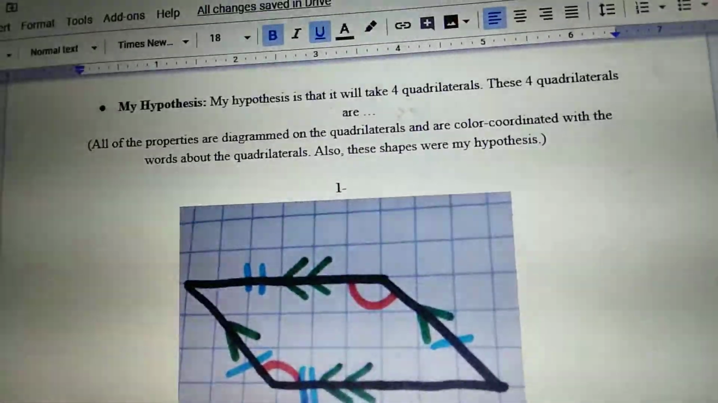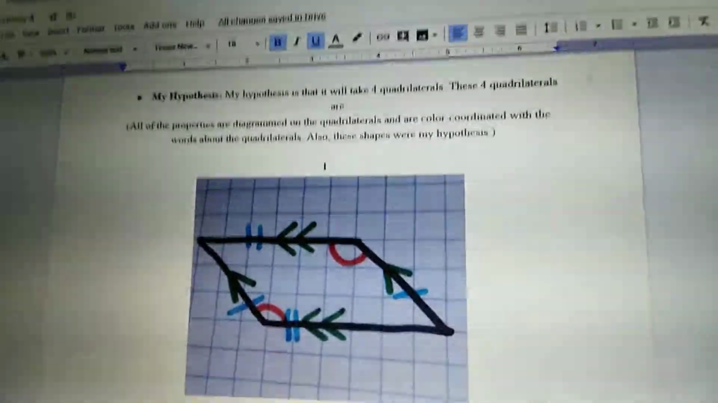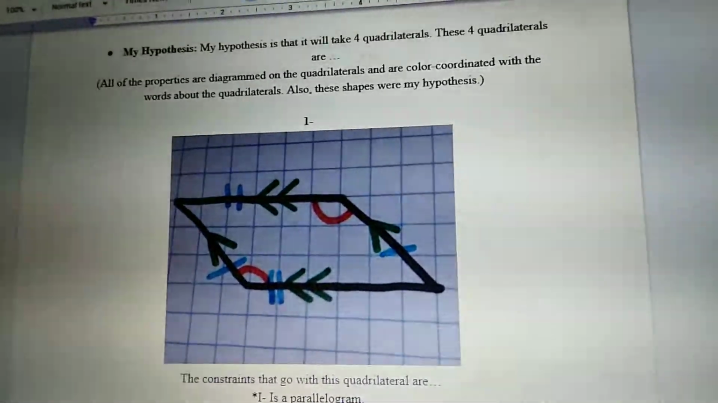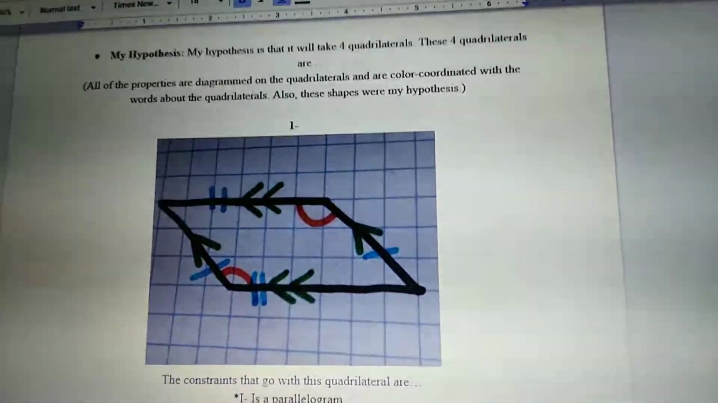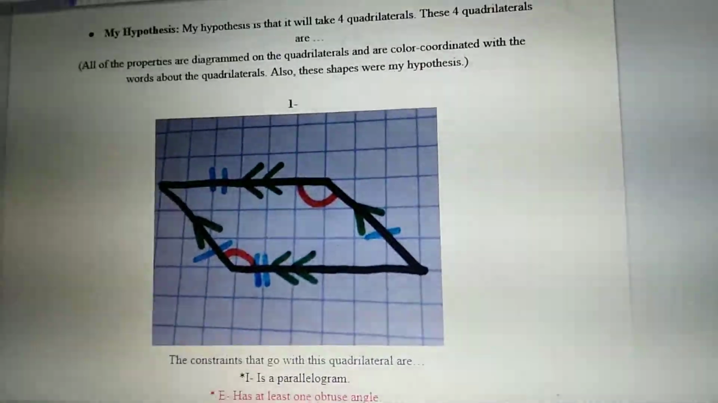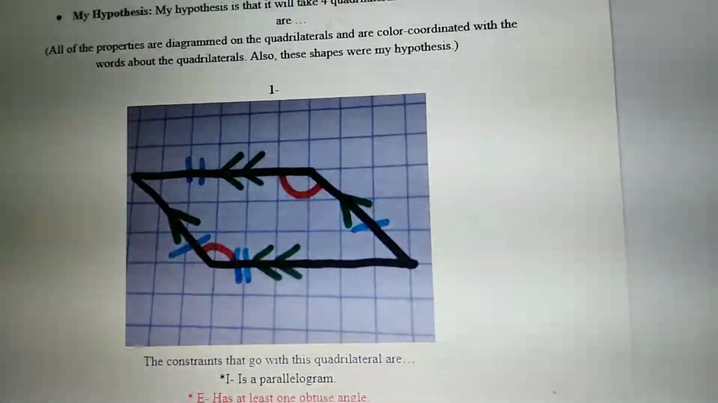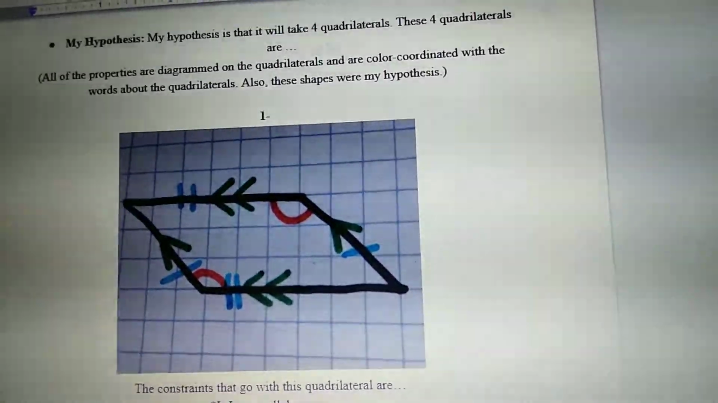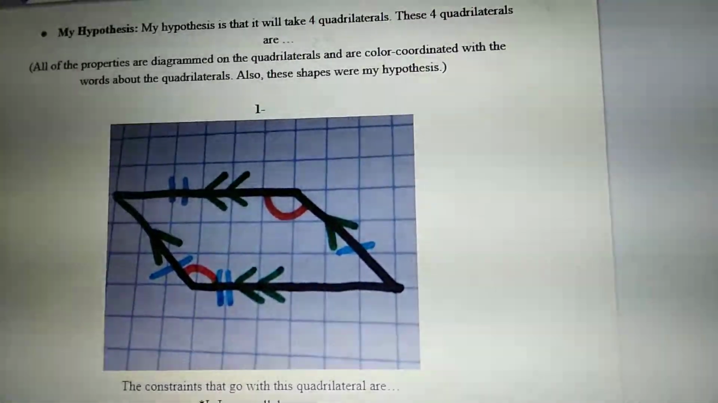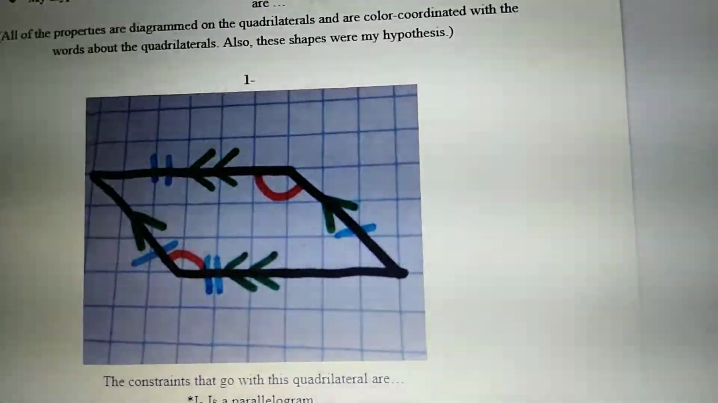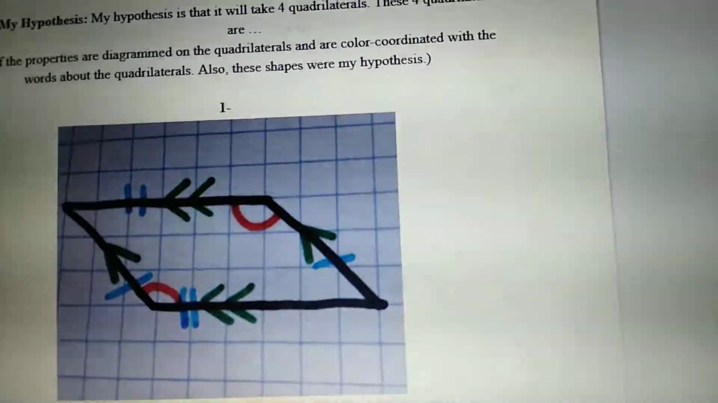So my hypothesis for this question is that it will take 4 quadrilaterals, and these 4 quadrilaterals were drawn below. And note, this answer and the correct answer are going to be written in the same format. I'm going to explain. And also, as you can see here, the constraints, aka properties, are diagrammed on the quadrilaterals and color coordinated. So please pay attention. And also remember that these shapes were my hypothesis.